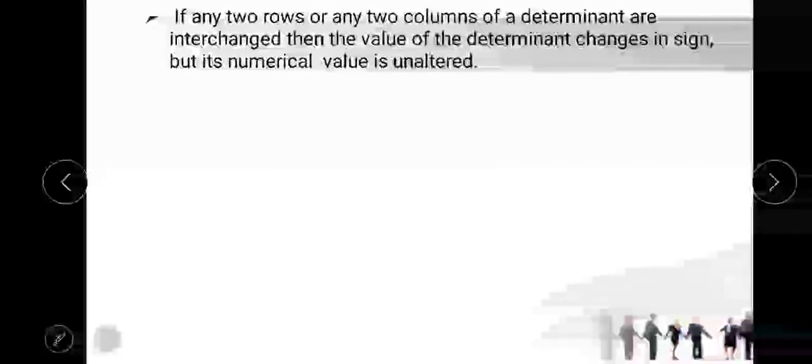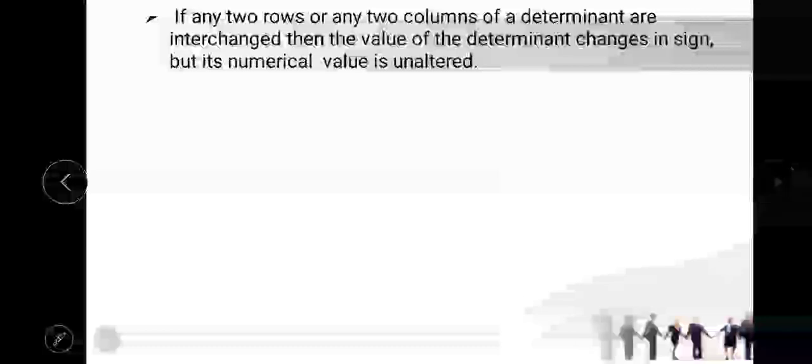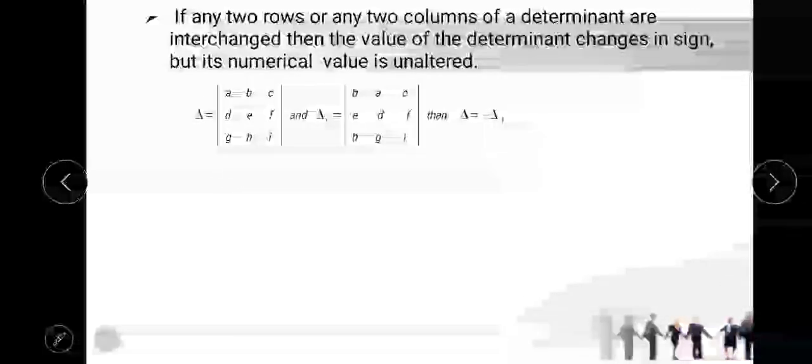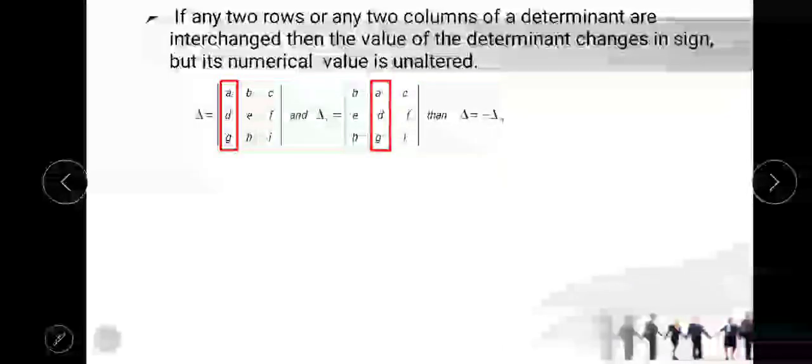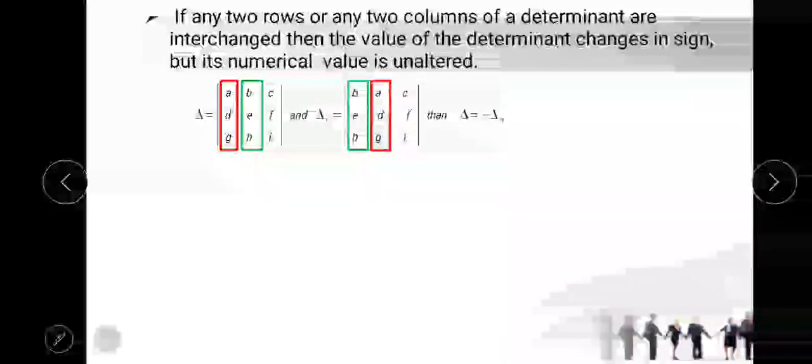If any two rows or any two columns of a determinant are interchanged, then the value of the determinant remains the same in magnitude, but there is a change in sign. You can see here, the first two columns are interchanged. In this case, the determinant of the first matrix is equal to minus the determinant of the second.